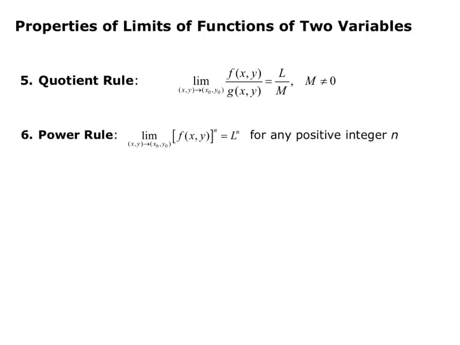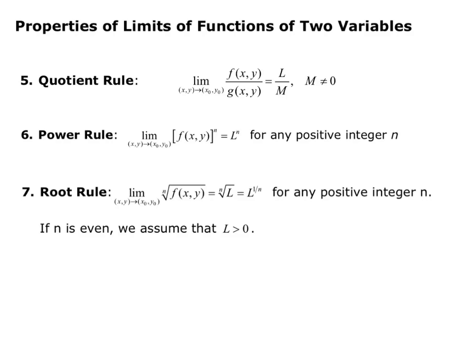And the power rule says that the limit as xy approaches x0, y0 of f of xy raised to the nth power is equal to L to the nth power for any positive integer n. So the power has to be a positive integer. But basically, all of these rules are saying you can take the limit of the function first and then apply the division or addition or subtraction or multiplication so that you don't have to do it all as one calculation.